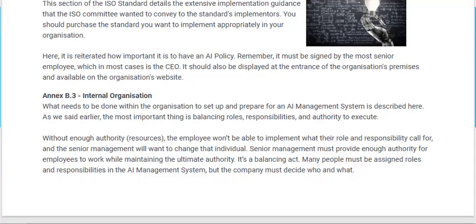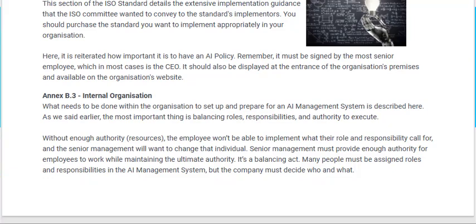Annex B.3 Internal Organization. What needs to be done within the organization to set up and prepare for an AI management system is described here. As we said earlier, the most important thing is balancing roles, responsibilities, and authority to execute. Without enough authority and resources, the employee won't be able to implement what their role and responsibility call for, and the senior management will want to change that individual.